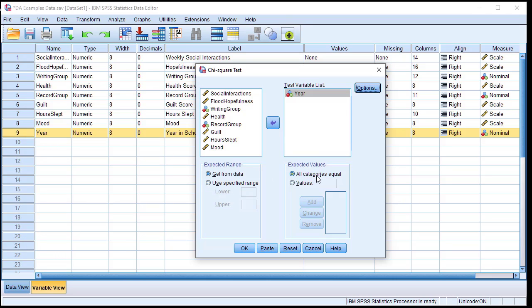Our expected values are what we need to be concerned about. And we're going to expect all categories to be equal. There are 2 categories of year, upperclassmen and underclassmen. We're going to tell SPSS to assume that there are even amounts in each group if the null hypothesis is true. So if the null hypothesis is that the observed and expected frequencies are the same, then it's going to think that the observed frequencies should be 50-50. Which is what we would expect if there were no difference. So we're going to leave that alone and click OK.